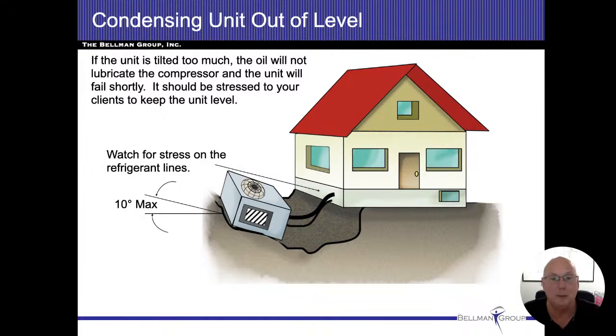So keeping it level is a good thing. However, air conditioning systems today are dealing with scroll compressors, and they don't have a tray of oil underneath them to keep them lubricated. The oil and the lubrication that they're using is actually inside the refrigerant itself. So as long as that refrigerant is moving freely, then everything's going to stay lubricated. So I don't make a big deal with it.